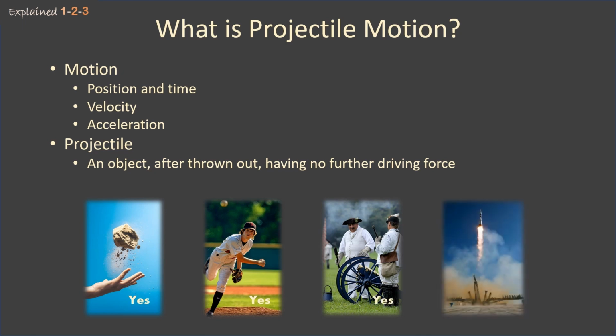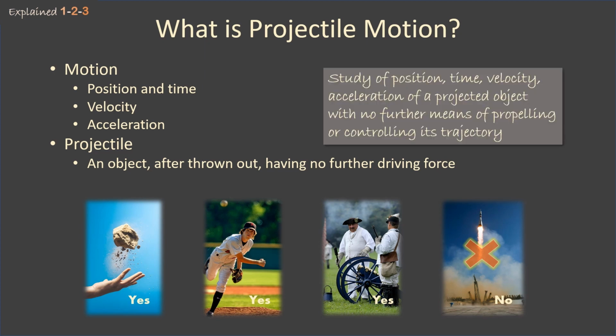A rocket launched, on the other hand, is not a projectile, as a rocket after launch can further propel itself and even change the direction it's traveling. In short, projectile motion is the study of position, time, velocity, acceleration of a projected object with no further means of propelling or controlling its trajectory.